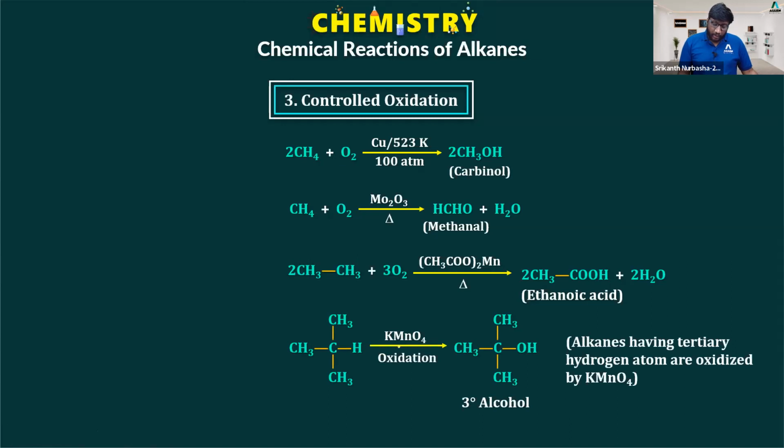And in the presence of KMnO4 oxidation, tertiary hydrogens present in the alkane will form respective tertiary alcohols. Alkanes having tertiary hydrogen atoms are oxidized by KMnO4. Is that clear or not? The same reactions we have discussed.